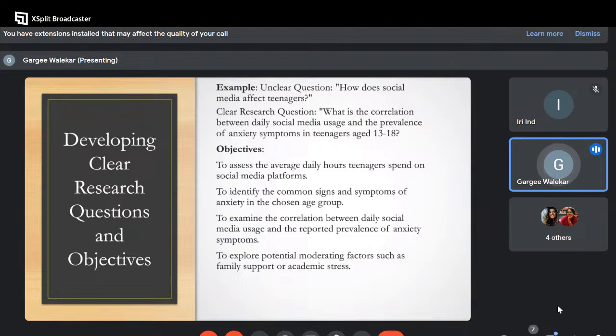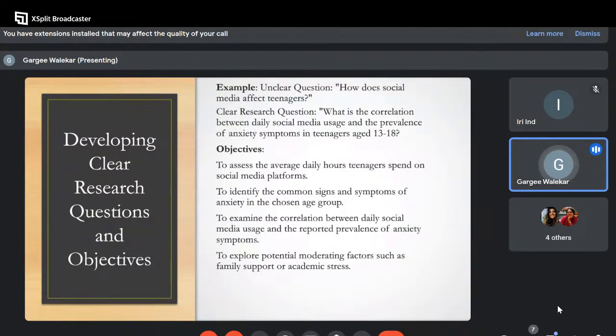To assess the average daily hours teenagers spend on social media, this is how we will be going. This is how we'll be collecting the data as well. To identify the common signs and symptoms of anxiety in the chosen age group, to examine the correlation between daily social media usage and the reported prevalence of anxiety problems. The last would be to explore potential moderating factors such as family support or academic stress. So these four objectives are how we will be answering the previous question, which is what is the correlation between daily social media usage and the prevalence of anxiety problems in teenagers aged 13 to 18.